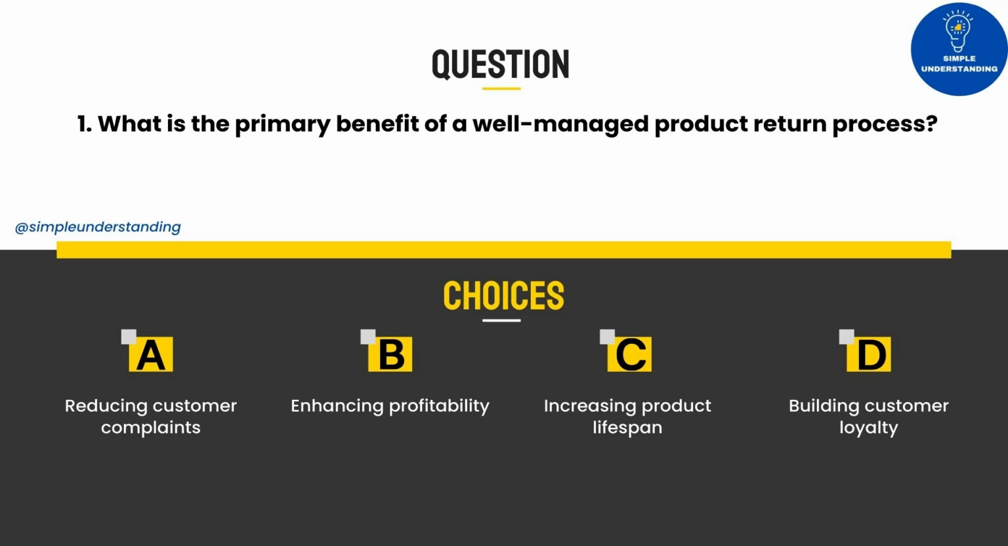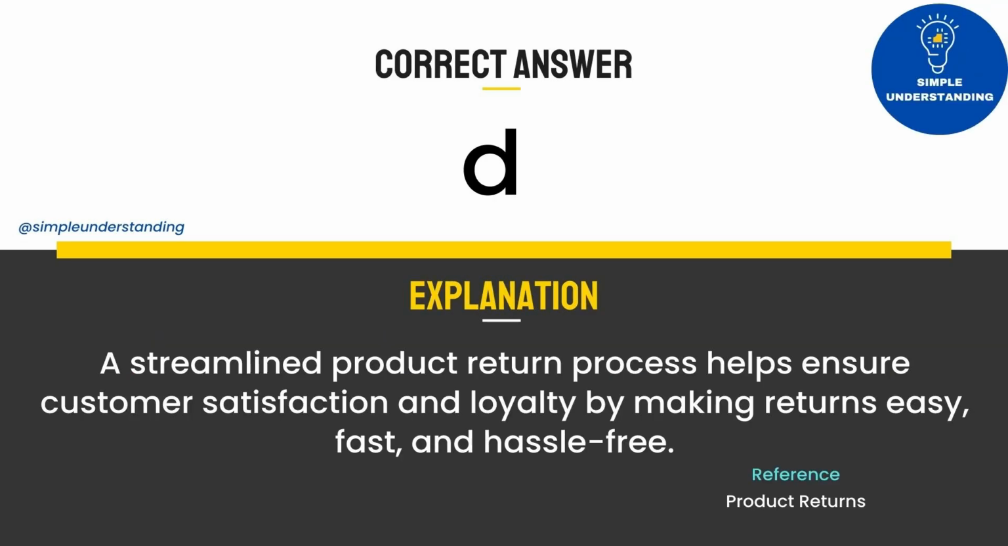1. What is the primary benefit of a well-managed product return process? A. Reducing customer complaints. B. Enhancing profitability. C. Increasing product lifespan. D. Building customer loyalty. Correct answer: D. Overall explanation: A streamlined product return process helps ensure customer satisfaction and loyalty by making returns easy, fast, and hassle-free.